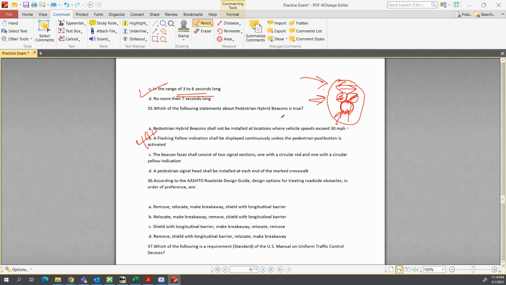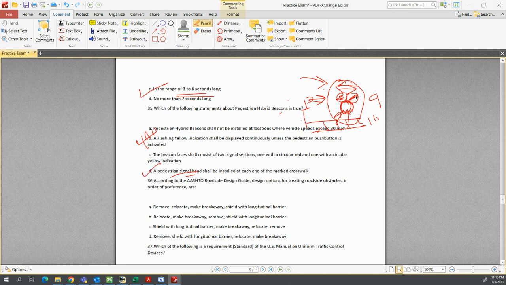There are three signal heads, and on both sides of the crosswalk, let's say there is a crosswalk here, you will find these signals. You will find two pedestrian signals here, one pedestrian signal here, and one pedestrian signal here. Those pedestrian signal heads shall be installed at each end of the marked crosswalk.